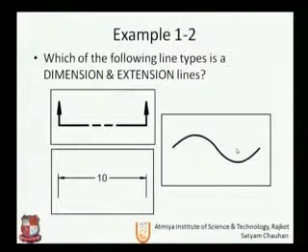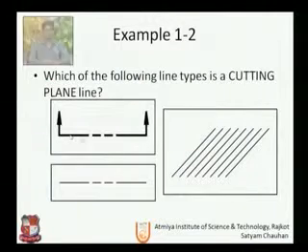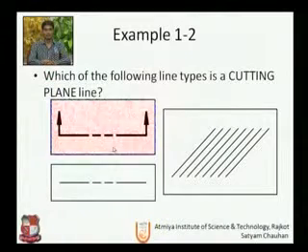Next, which of the following line types is a dimension and extension line? The dimension is shown with the help of an arrow, so this will be the answer. Which of the following line types is a cutting plane line? The cutting plane line is the darkest line and it is represented with the help of a phantom line, so the answer will be the first one.